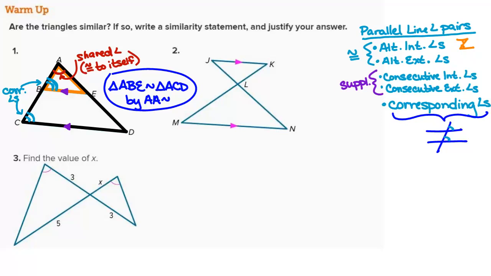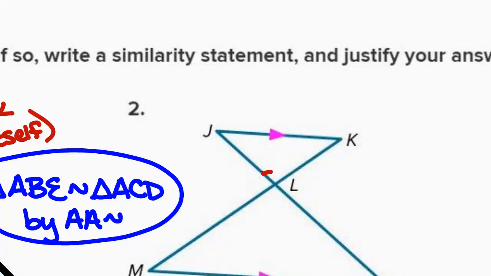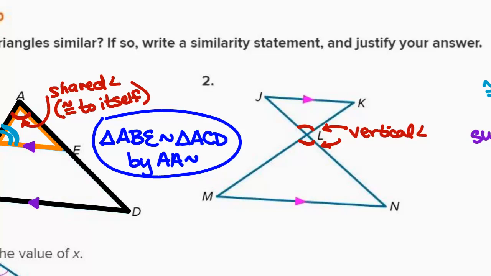So I'm going to have to look for angle, angle similarity. Do you guys see any angles on these two triangles that would have to be congruent to each other? Vertical angles right here, angle L on the top and angle L on the bottom. Our vertical angles are congruent.